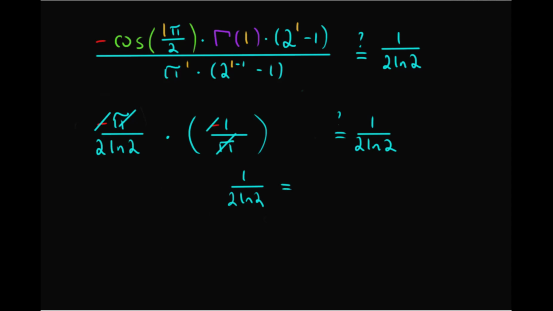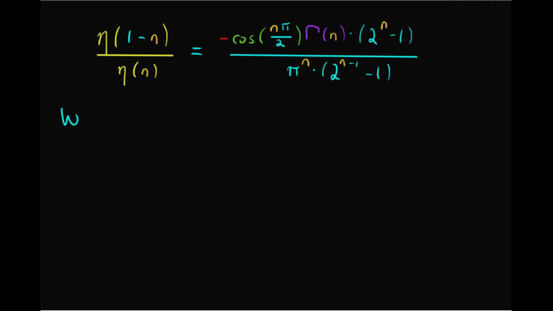We have, when we use L'Hopital's rule to evaluate the expression, negative cosine of 1 pi over 2 times gamma of 1 times (2 to the 1 minus 1), all over pi to the first times (2 to the 1 minus 1), equals 1 over 2 log 2. Amazing. So it's very cool that that worked out well for a pair of series that we so far were not able to define in terms of the Bernoulli numbers.